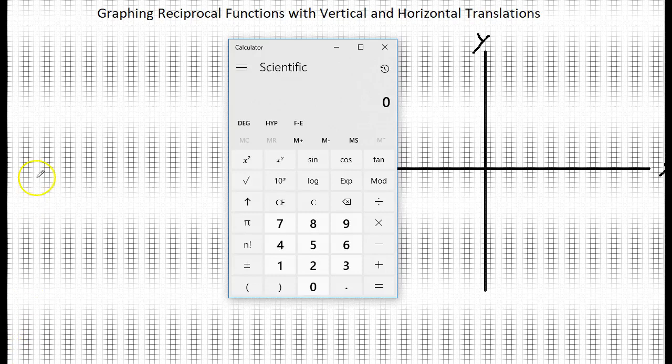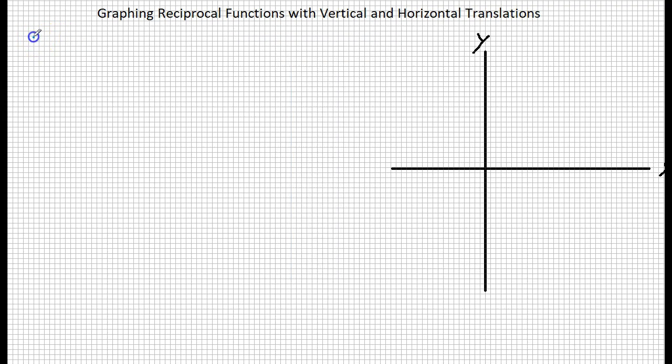Alright, in this video we are going to graph reciprocal functions with vertical and horizontal translations. These functions are in this form: y equals a over x minus h, plus k.